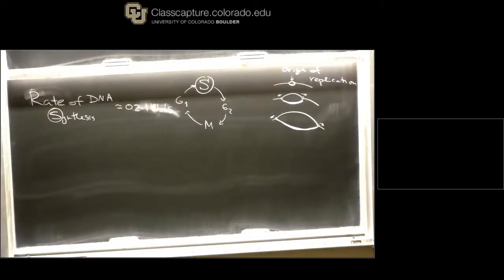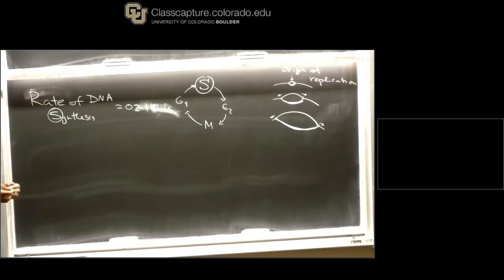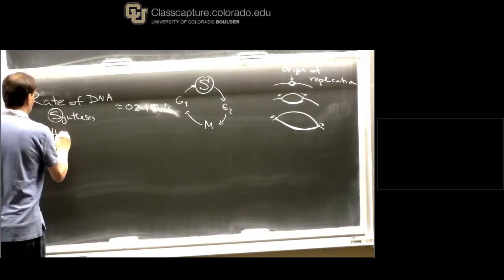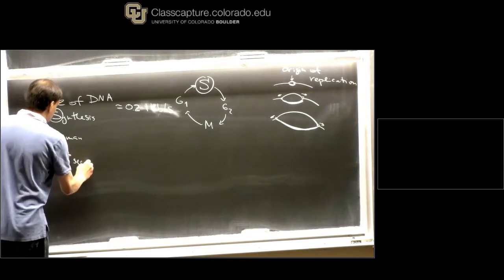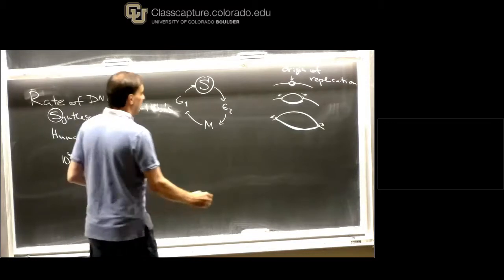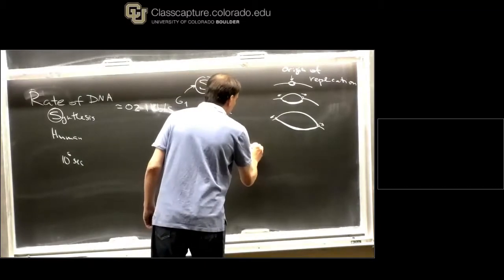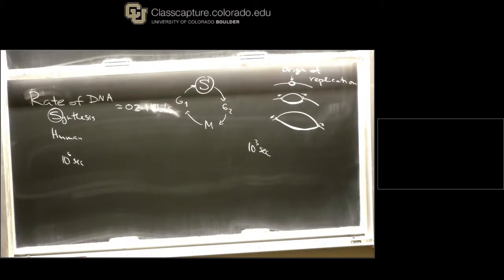Do we have to have only one origin of replication? Okay, so that's the answer basically. If there were one origin, it would take 10 to the 6 seconds to get the whole genome for the human. So for the human, it takes 10 to the 6 seconds. For bacteria, remember, human on the left, bacteria on the right, 10 to the 3 seconds. But actually, for bacteria, it's an order of magnitude of what's going on.